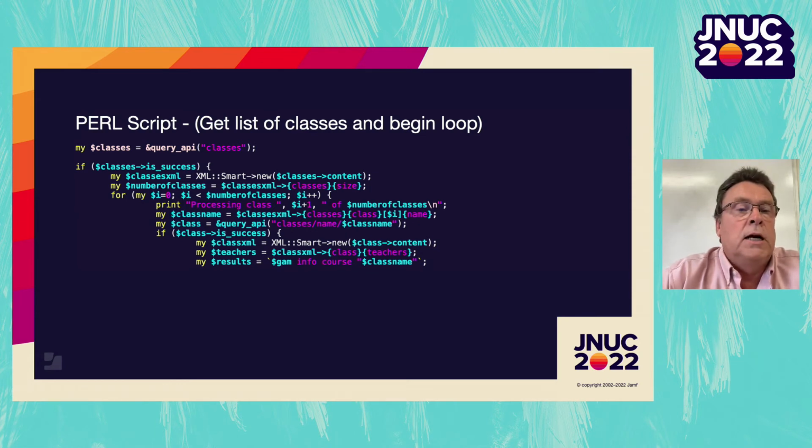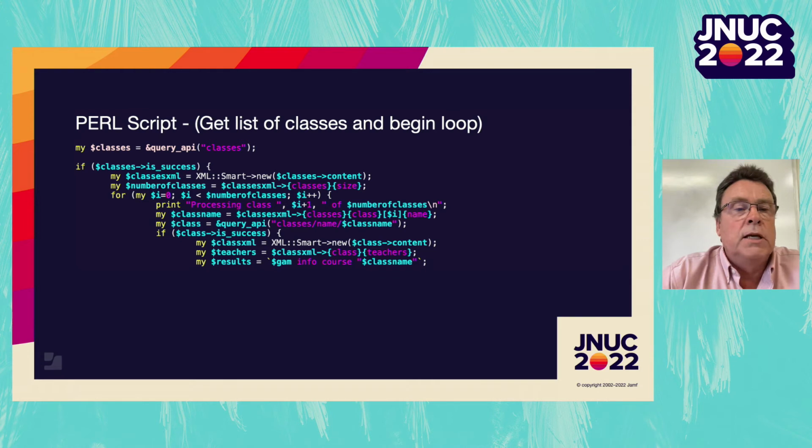But the first thing it does is get the content of that query, and the XML module processes that. I figure out the number of classes that I have queried so I can create my for loop. And then I just run my for loop with a counter until my counter is less than the number of classes. And then I print out a little statement that tells me I'm processing class X of, in my case, 334. So as I'm watching, I can kind of know where I'm at.